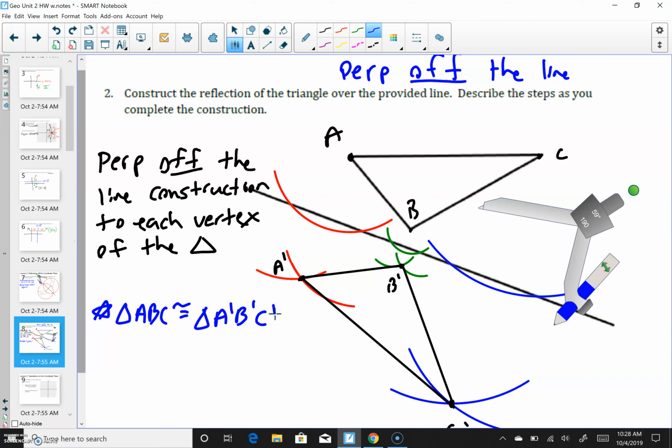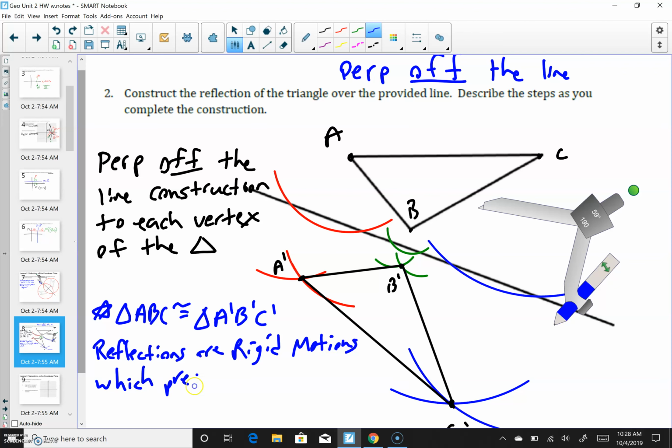And I'm just going to write down our explanation that we're always going to use. Reflections are rigid motions which preserve size and shape. All right, so it's just a little thing that I want to make sure we all remember, and that's our homework for lesson number 2.